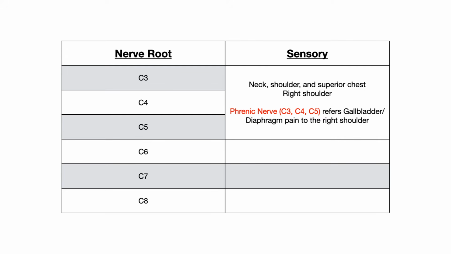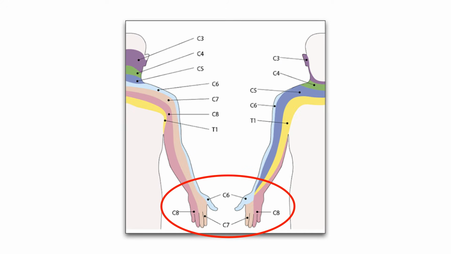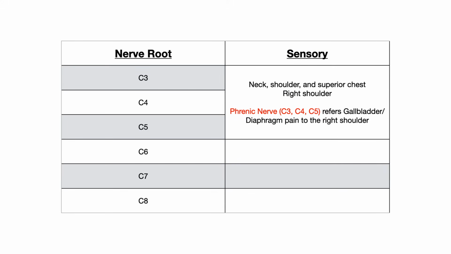And the interesting thing about C3, C4, and C5 is that these nerve roots collectively comprise the phrenic nerve, which will refer gallbladder and diaphragm pain to the right shoulder. So if you're having true pathology in the gallbladder or the diaphragm, that pain via these nerve roots will be referred to the right shoulder. And again, look at the dermatomal distribution of C3, C4, and C5. You can see that they provide sensory innervation to not only that posterior head, neck, and chest area, but it does go to the right shoulder as well. So that's the reason that via the phrenic nerve, you get that classic referred pain pattern.